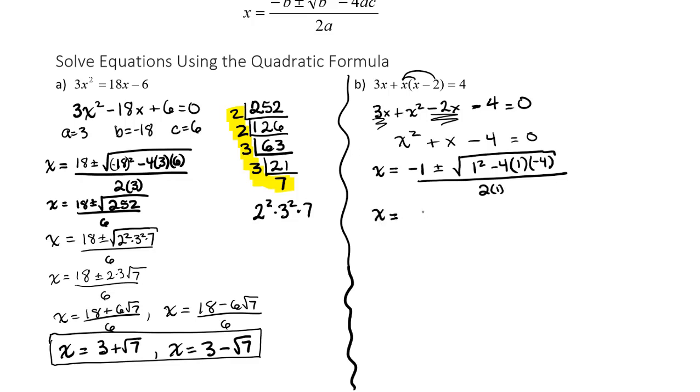Further simplification gives me negative 1 plus or minus the square root of 1 plus 16 all over 2. A negative 4 times a negative 4 is a positive 16 plus 1 squared is 1. So we add those together to get 17. So I get x is equal to negative 1 plus or minus the square root of 17 divided by 2. 17 is a prime number. It's not going to come out of the radical nicely, and so those are my two solutions.